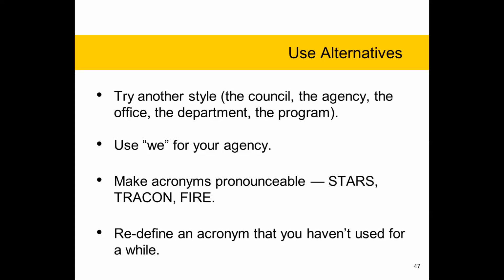It's also important to try other styles. You can give a generic noun: the council, the agency, the office, the department, the program. If you're talking about the program, you can say it. If you're talking about an office or your agency, you can say we. If you must invent acronyms, try to make them pronounceable. They're a lot easier. And again, if you haven't used it for a while, like you used it on page 2 and then you use it again on page 80, redefine it. People are not remembering what you're doing.